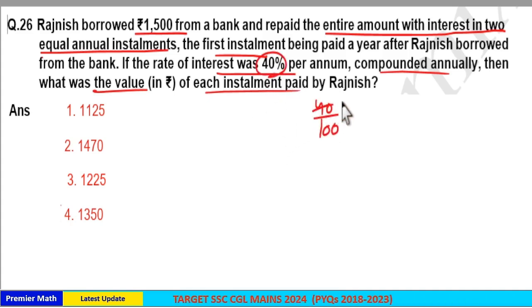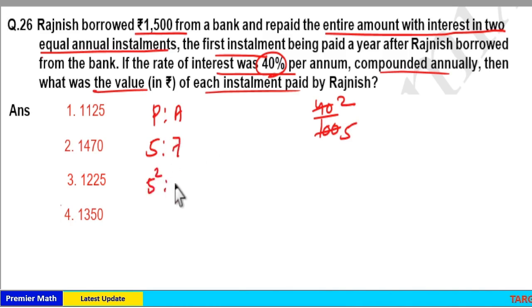40% means 40 by 100. 20 goes 2 times in 40, 5 times in 100. So 2-part interest generated out of 5-part principal. Take the principal and amount ratio. Principal is 5-part and amount is 5 plus 2, 7-part for 1 year. Now for the second year, principal is 5 square part and amount is 7 square part, which is equal to 25 is to 49.